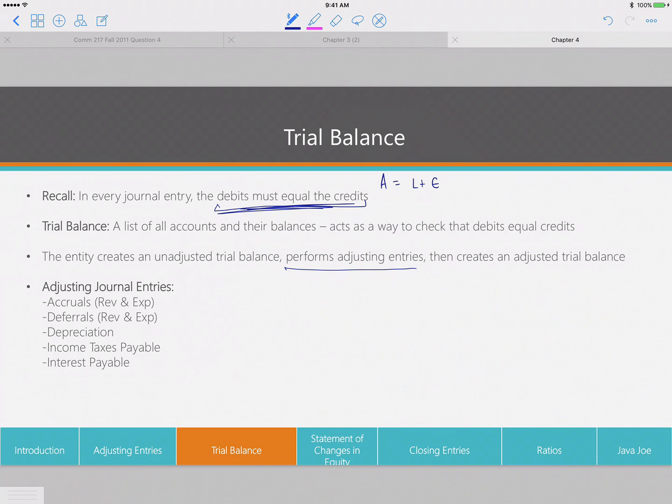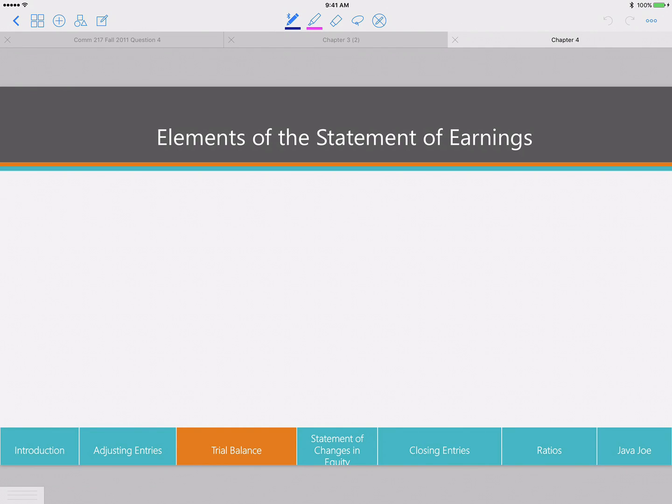So the adjusting entries, as you may recall, would be accruals like revenues and expenses, and deferrals. We'd have depreciation. Income taxes isn't exactly an adjusting entry, but you do your income taxes and your interest expense. And so you do all these, and that would give you your adjusted trial balance.